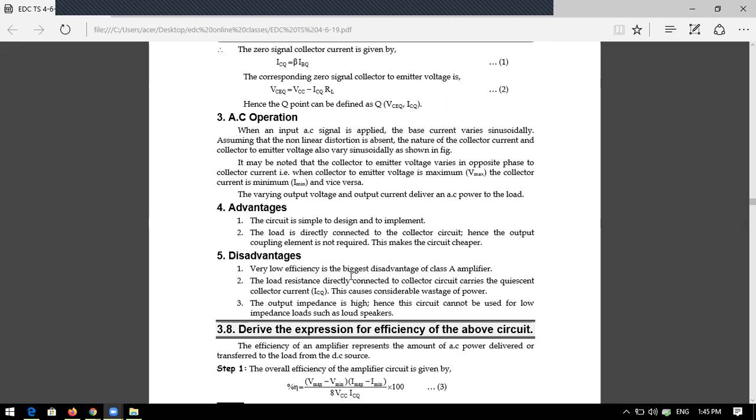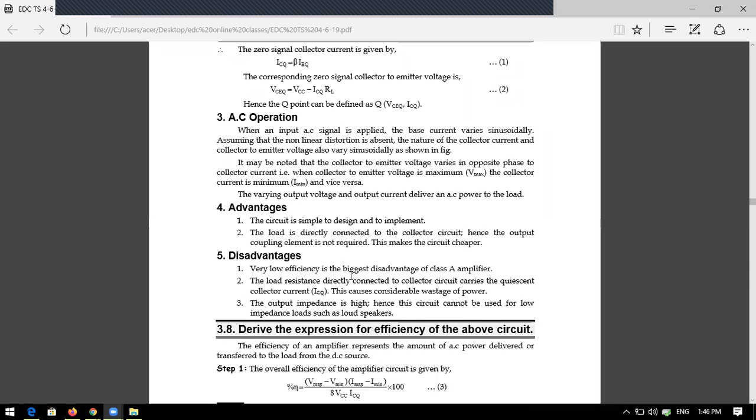What is the major advantage? The circuit is simple and easy to design. The load is directly connected to the collector circuit, hence the output coupling element is not required. This makes the circuit cheaper. The complexity is less, it is simple to design and implement, and it is the cheapest of all the other amplifiers.